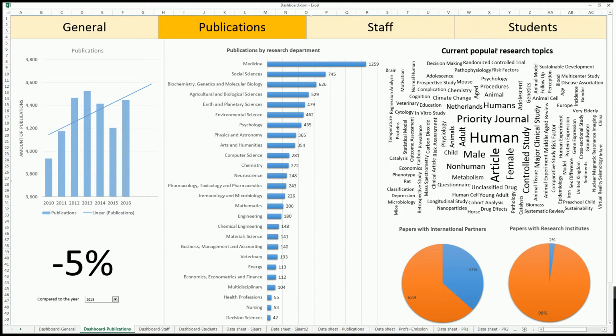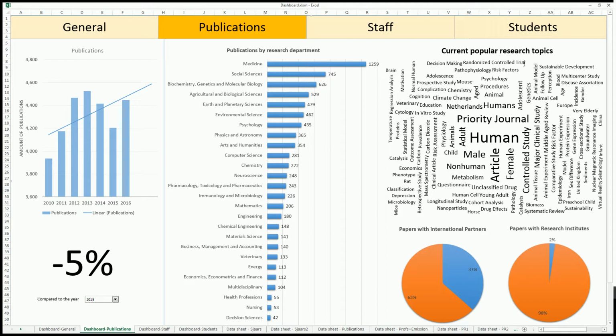On the top right we can see this visualized in a word cloud, which shows all the most popular keywords per year. As we can see, social sciences has human, adult, male, female, child, and medicine features terms like brain, veterinary, cytology, genetics. So those are accurately represented.